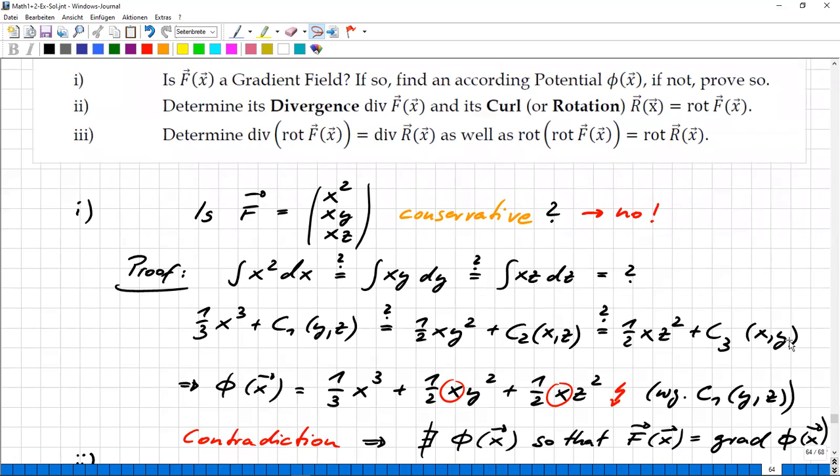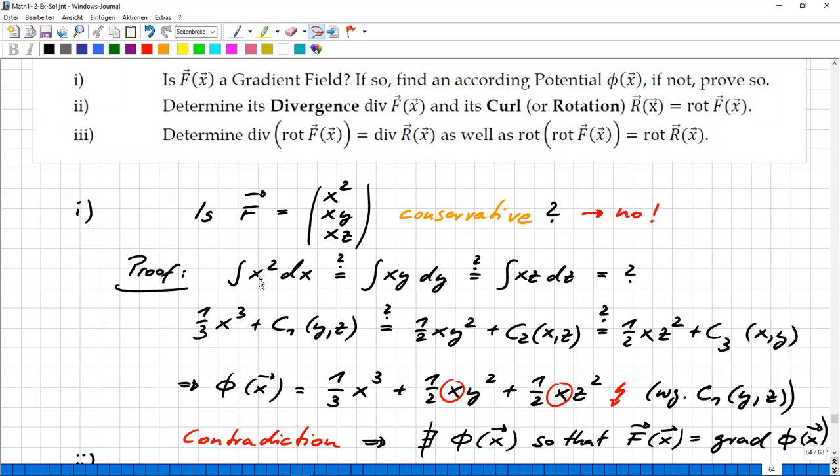Actually, now I see I made a mistake. Now I know what I wanted to tell you. Sorry for the little hang up. Actually, it works well for the second and for the third component, but for the first component of the field, we have two contradictions. That's what I wanted to say. So let me repeat this.